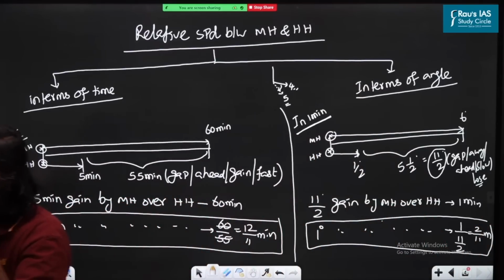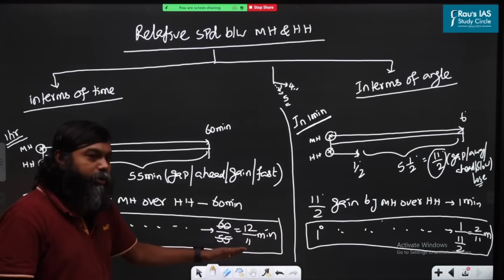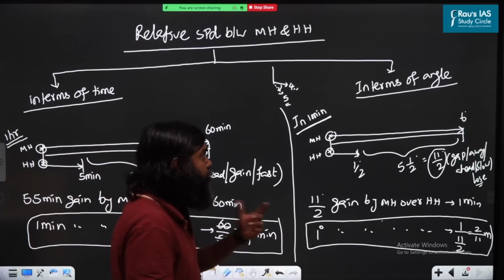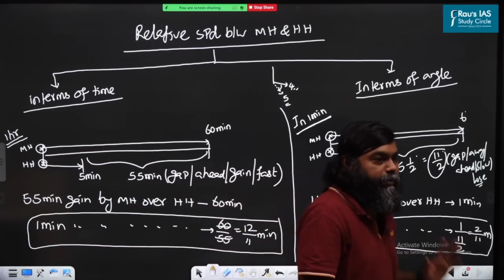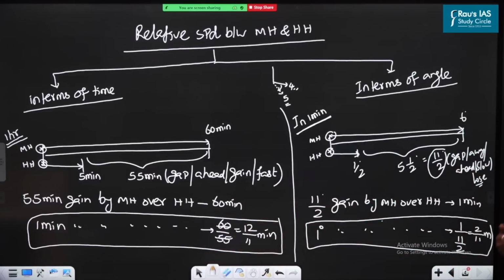If you need a gap in terms of time or angle, who will create that? Minute hand, the faster person. If you need a gap in terms of time, you have to use the term 12/11. If you need a gap in terms of angle, you have to use 2/11. What is this? If both hands are running for 1 minute, the gap created is 11/2 degree. If both hands run for 2/11 minute, the gap created is 1 degree.